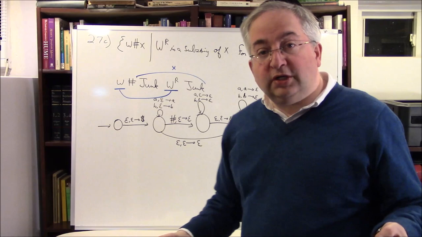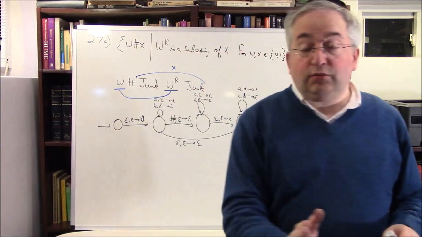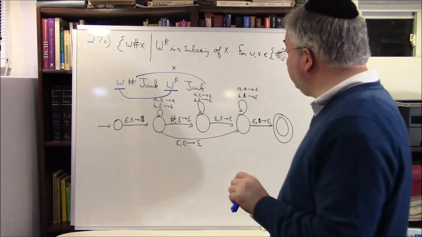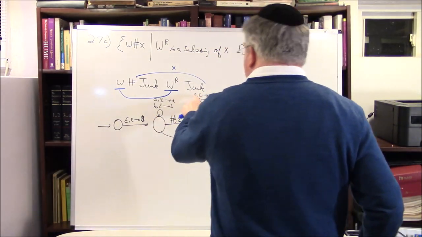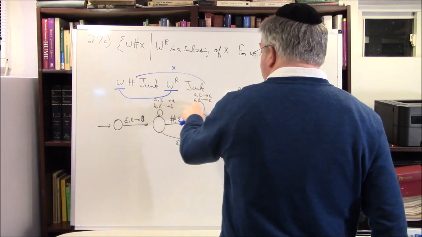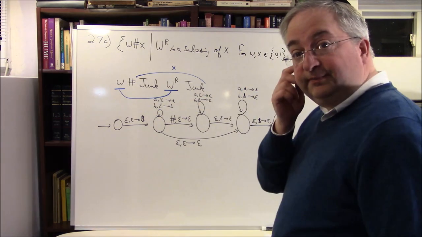I don't know what the junk is, but we're non-deterministically just reading through it. We don't care about the stack. We're just going to read through the junk. So look what it says. If you have an A, don't pop anything, don't push anything. If you have a B, don't pop anything, don't push anything. Just do it again and again and again.